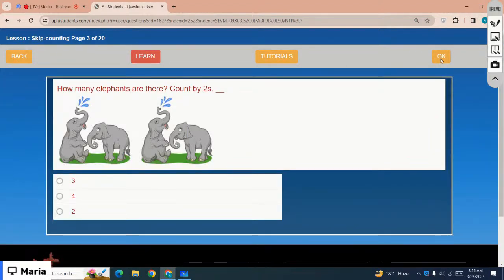How many elephants are there? You have to count by twos. So which is the correct option? The correct option is two. Then you have four. The correct option is four. You have four elephants there. The correct option is four, right?